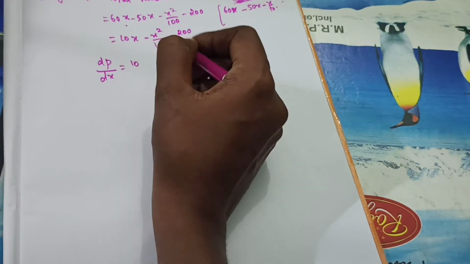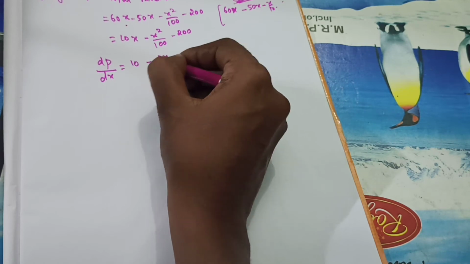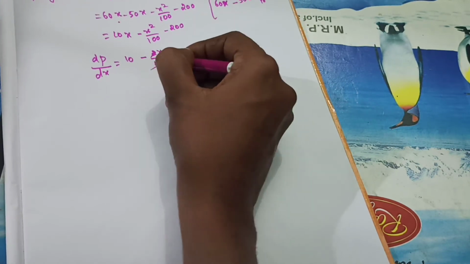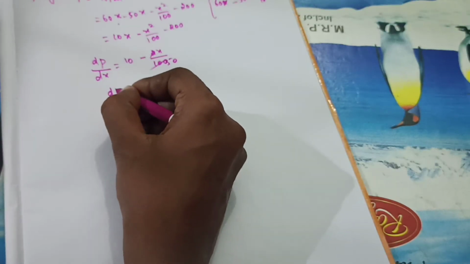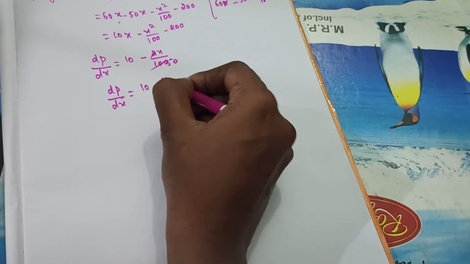So x for the differentiation is 1, and 10 minus x square, the differentiation is 2x by 100. This for the differentiation is 0. So if you cancel, you will get 50, correct? So dp by dx is equal to 10 minus x by 50.